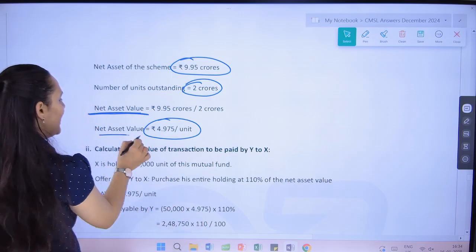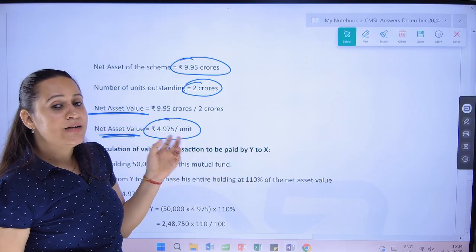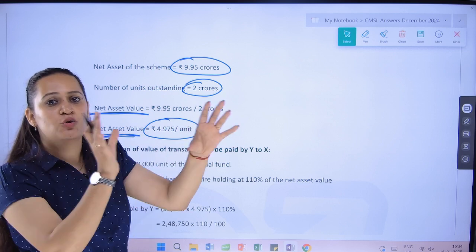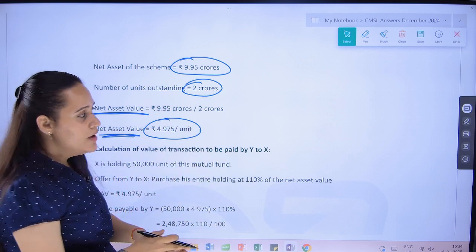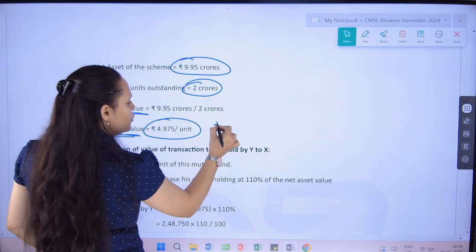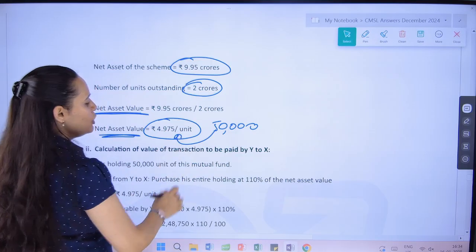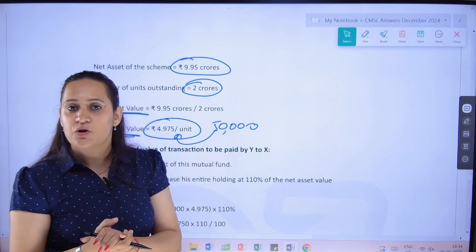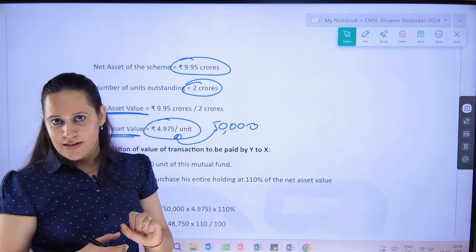This is the net asset value of one unit. Now what do we have to calculate in the second thing? We want to calculate how much money Y should give to X to purchase his 50,000 units of the mutual fund. We know he has 50,000 units. 50,000 units into net asset value will give you the 100% weightage of value of investment of Mr. X. But Y has agreed to give 110% of the net asset value.